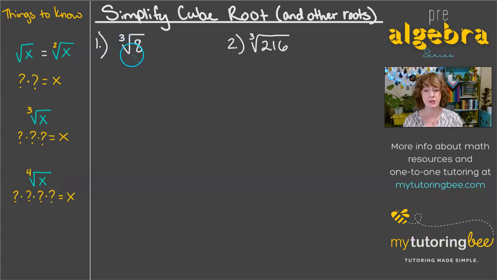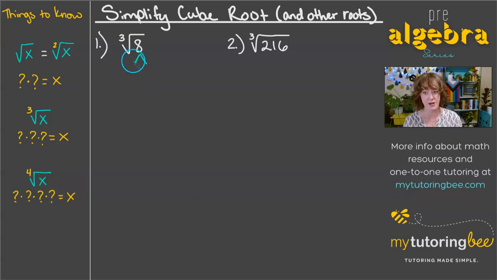So let's take a look at a couple of these problems, and I encourage you to pause the video, try some of these out on your own, and then resume and see if you got them right. So we see a 3 here, meaning that this is a cube root of 8. We're trying to figure out what number, 3 of those numbers times themselves, would give us 8. One way that we can figure this out is by using a factor tree. That means we're going to take this 8 and factor it out, find its prime factors, and if we have 3 of the same factor, then that's going to be our simplified root.